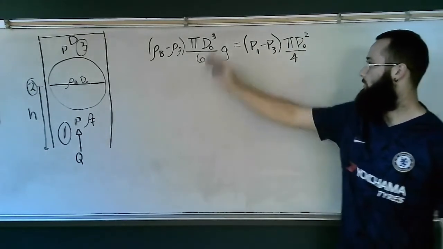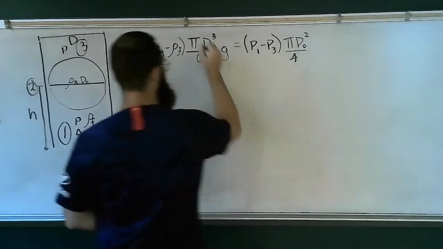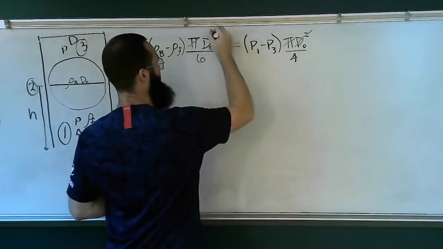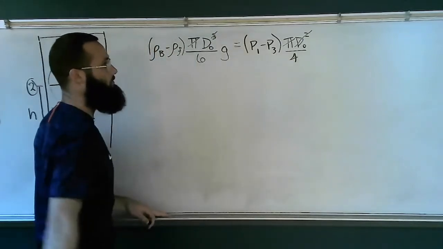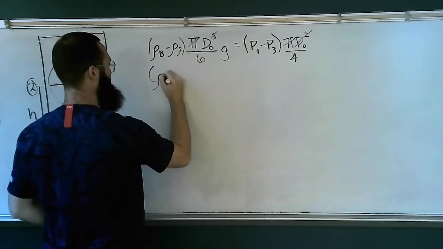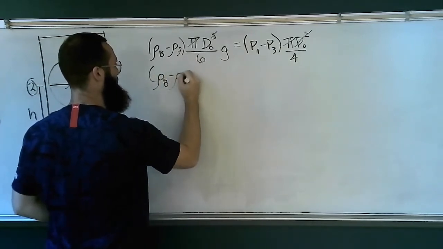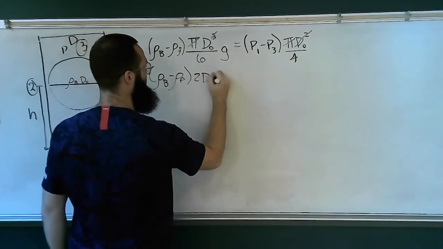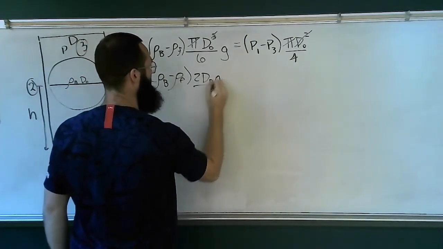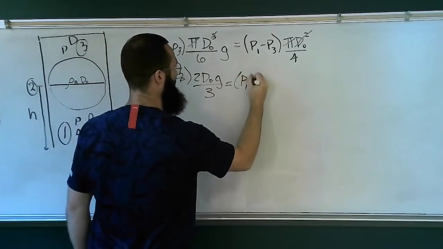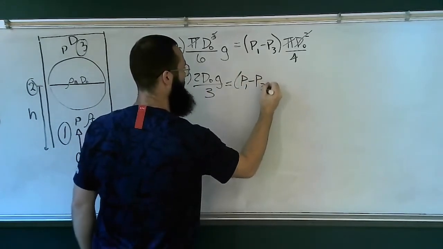And now we want to cross some stuff out. First we see a pi cancels. We see a d naught squared cancels, which turns into d naught on this side. And we can bring this 4 over here. So that'll give us rho b minus rho f, times 2 d naught times g over 3, is equal to P1 minus P3.